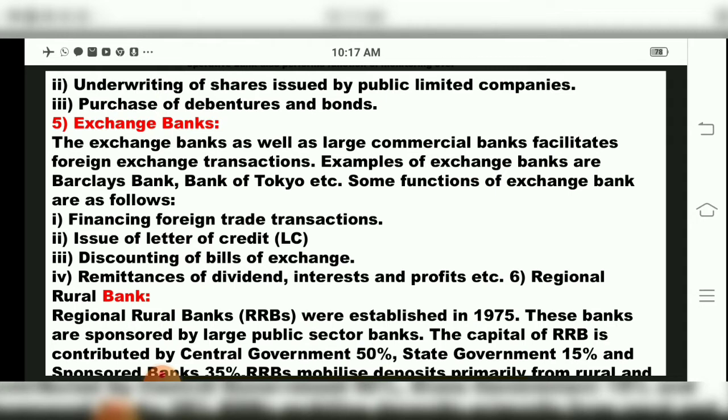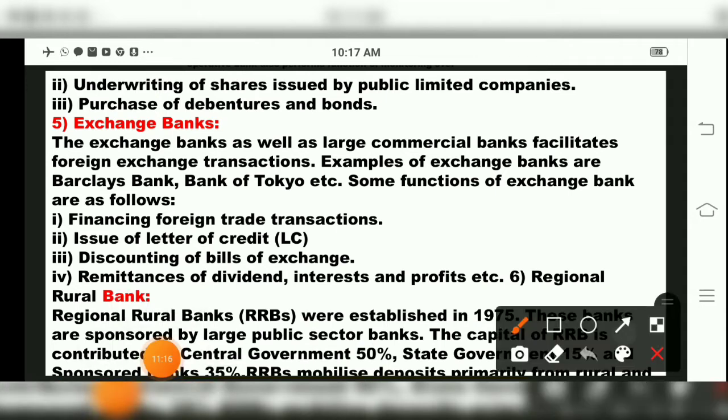Then the third one is what? Discount of bills of exchange. And the fourth one is remittances of whatever dividend, interest, profit it will be, which will be done in the foreign exchange bank, children. So that is the fifth bank, the Exchange Bank.